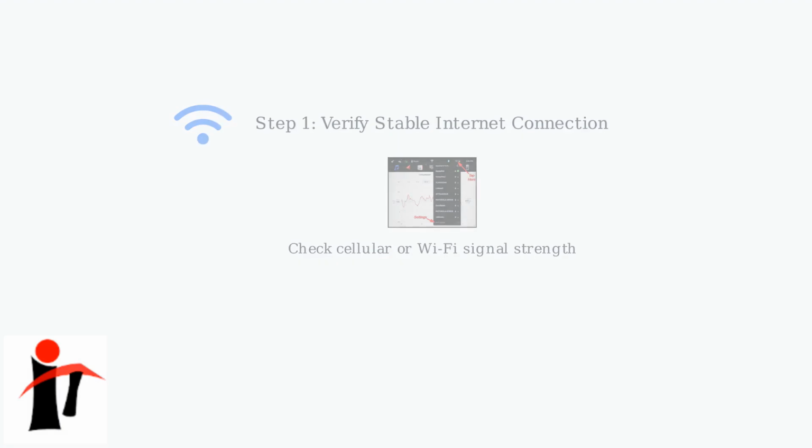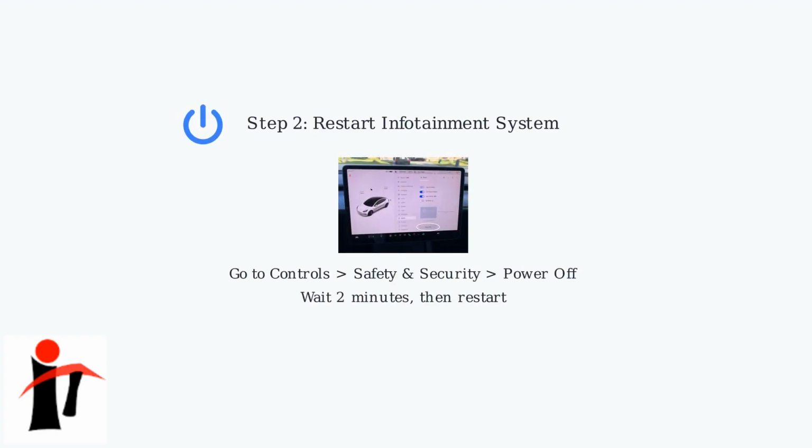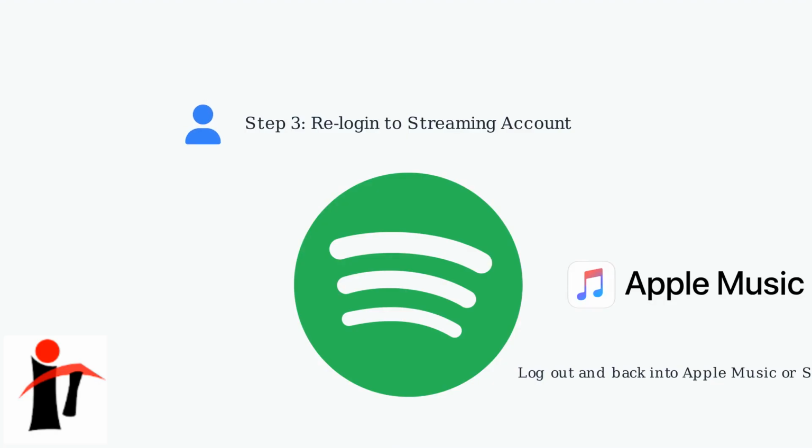Before diving into advanced fixes, start with the basics. First, verify your Tesla has a stable internet connection via cellular or Wi-Fi. A weak signal is a primary culprit. Next, restart your Tesla's infotainment system. You can do this by going to Controls, Safety and Security, Power Off, and waiting a couple of minutes before restarting. Finally, try logging out and back into your Apple Music or Spotify account within the Tesla browser.